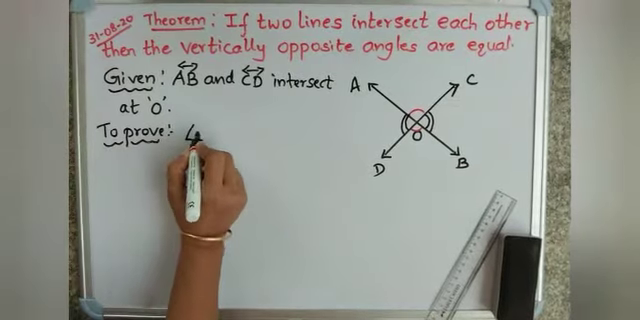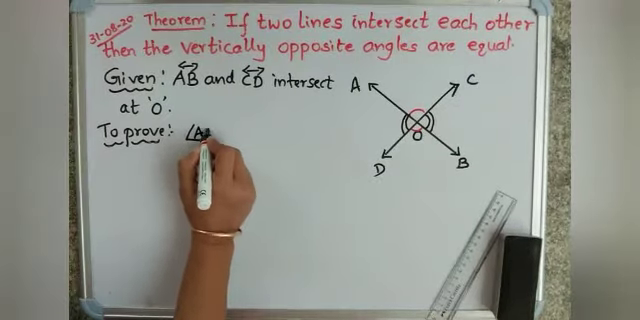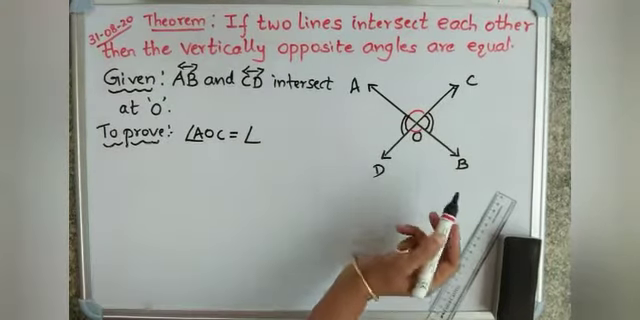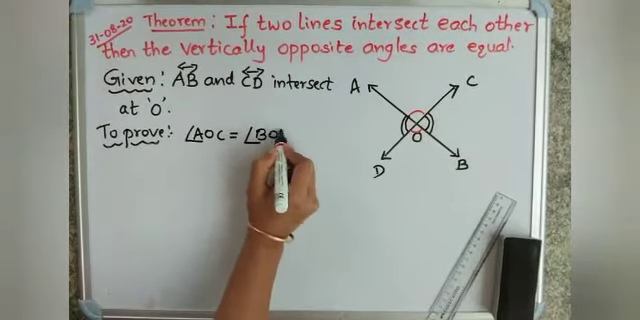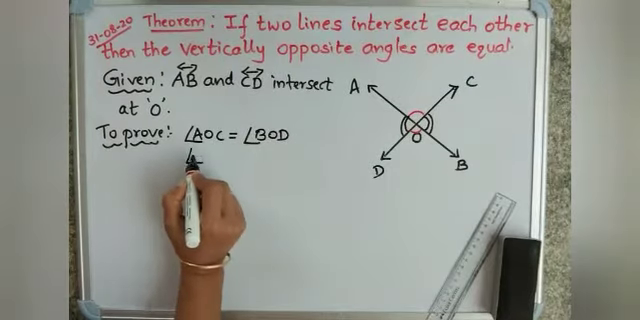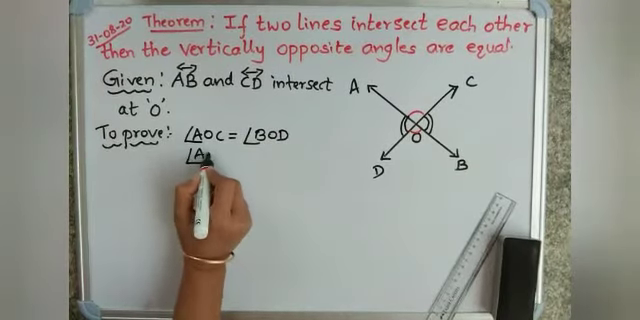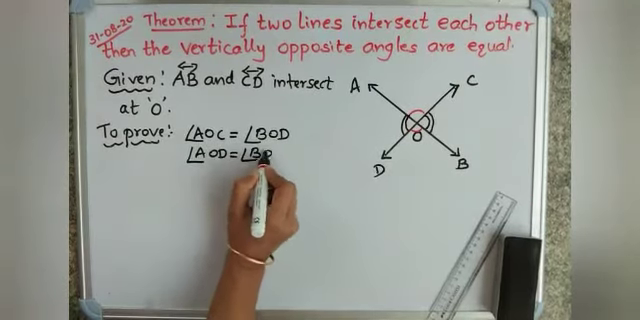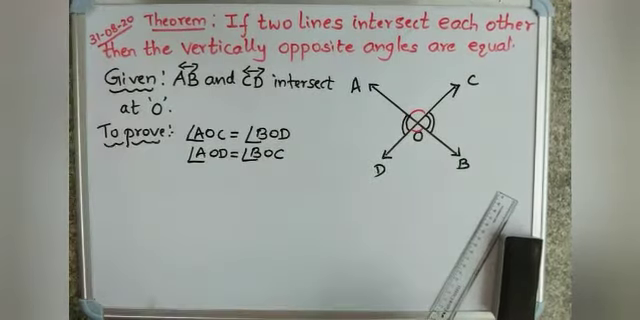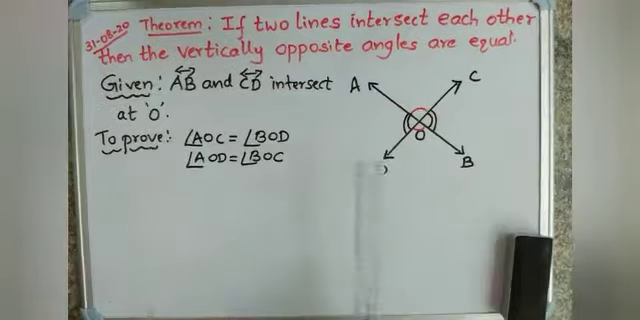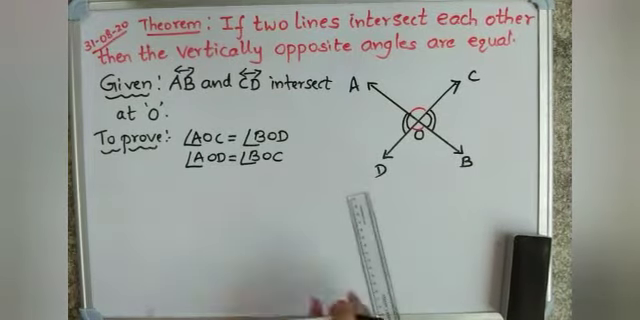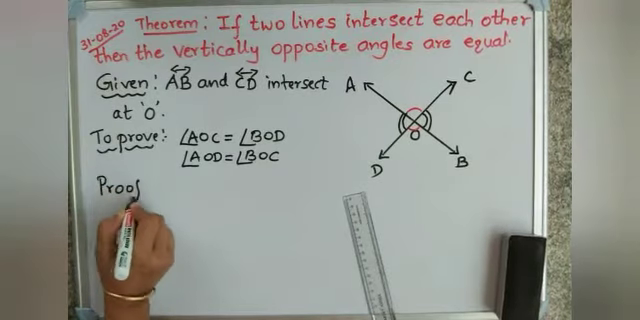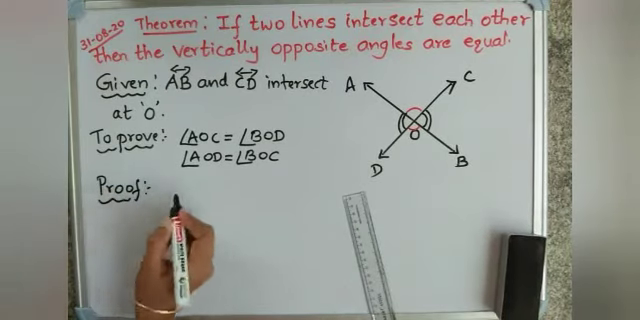So let us write angle AOC is equal to angle BOD. Similarly, angle AOD is equal to angle BOC. Next step, that is proof. Here we don't need any construction. So I am going to write the proof.